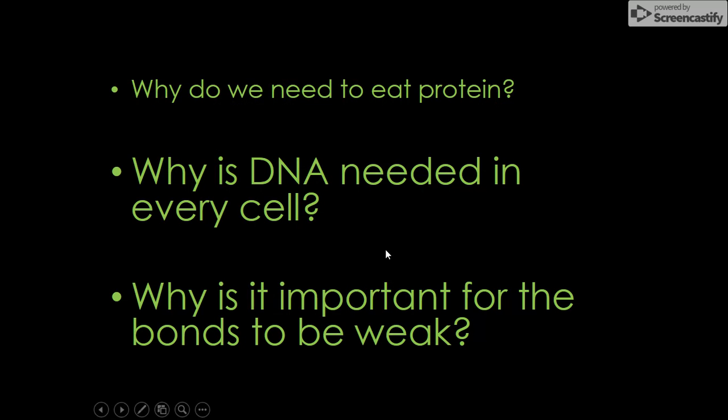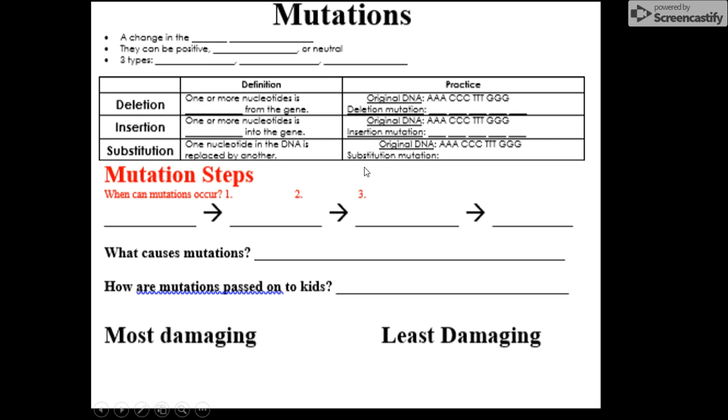You need to know why DNA is needed in every cell. DNA is needed in every cell because DNA gives instructions to make proteins, and proteins are needed in every cell. You need to know why it's important for the bonds to be weak. It's important that we have weak hydrogen bonds so that the DNA molecule can easily be broken.